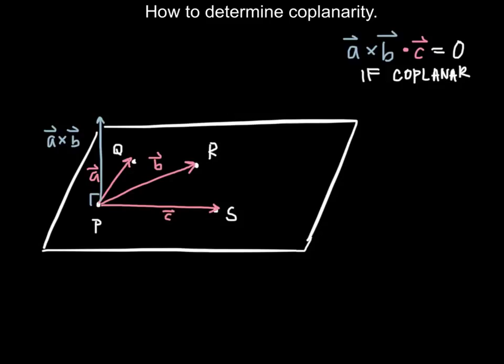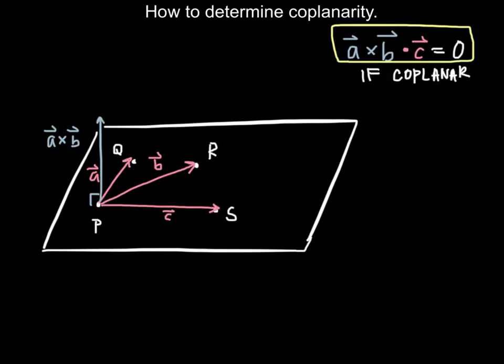Well, if these 3 vectors all lie in the same plane, C is also going to be perpendicular to A cross B, and so its dot product with A cross B is going to be 0. And this is a really important result. And in fact, this particular tool right here, this calculation, is called the Scalar Triple product.